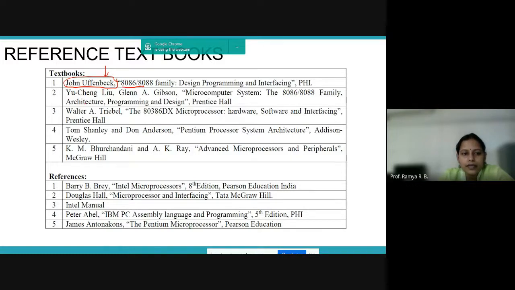Okay, these are the other additional textbooks. Most of them are available in your college library. Try if you can get a soft copy of the Uffenbeck textbook. Author name is John Uffenbeck.